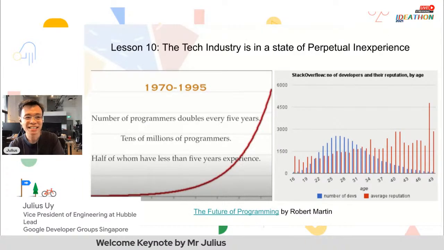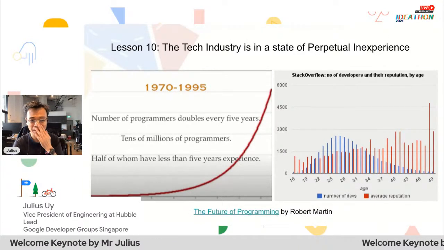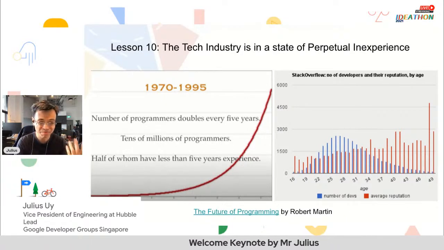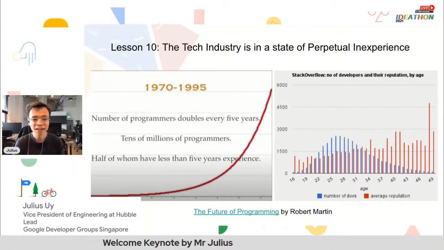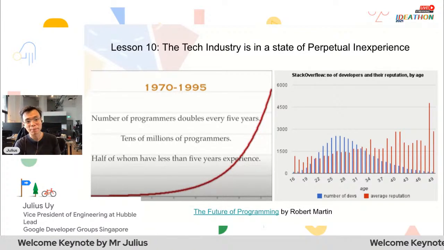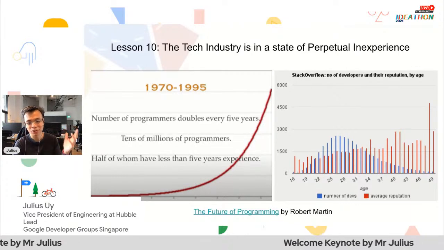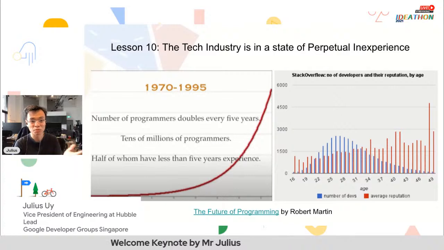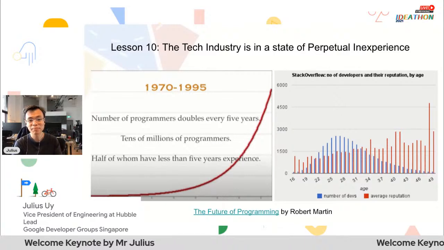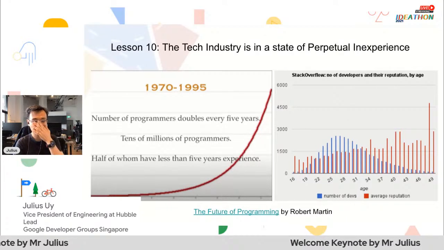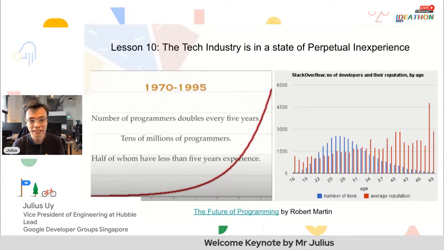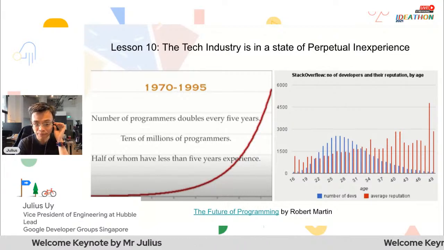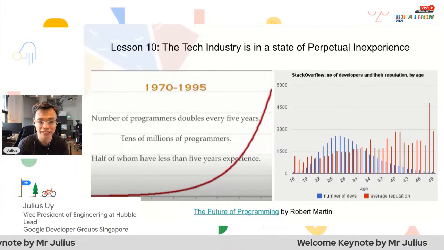Finally, this is a reality in our industry. Some of you might have watched this talk by Robert Martin. Some of you probably know Robert Martin. He talks about the future of programming. You might have heard of Martin Fowler, the people who came up with the Agile Manifesto. These are the same group of people who made this study. And here's what it looks like. Every 5 years, the number of software engineers actually doubles. And it's true to this day. In fact, it could be moving even faster.